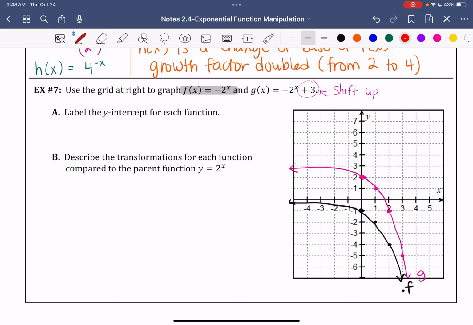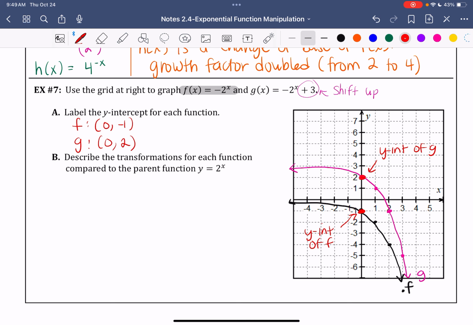Okay, so part A says to label the y-intercept for each function, so we can clearly see them. That's y-intercept of G. And this one down here is y-intercept of F. Let's also actually write it in here. So 0, -1, and then this one was at 2.